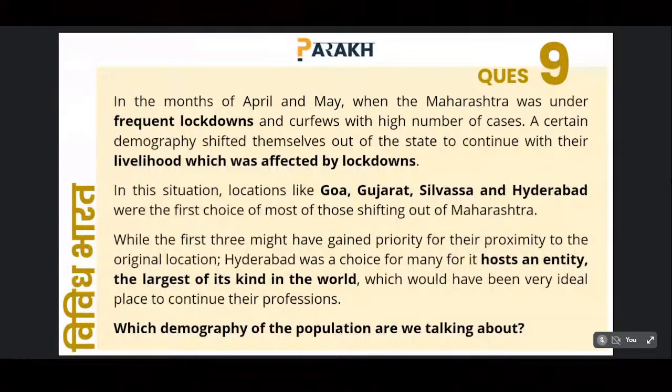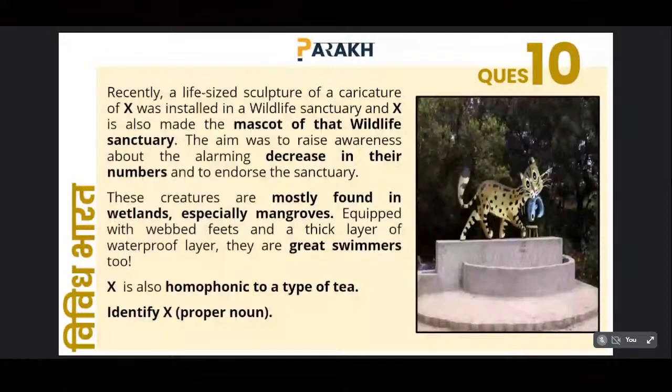Question number 10: recently a carnival of X was installed in a wildlife sanctuary, and X was also made the mascot of the sanctuary. The aim was to raise awareness about the alarming decrease in their numbers and to endorse the sanctuary. These creatures are mostly found in mangroves, equipped with webbed feet and a thick waterproof layer. They are great swimmers too. X is also homophonic to a type of tea. Identify X, which is a proper noun.